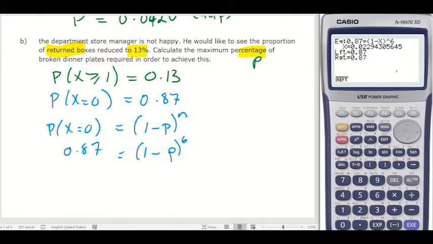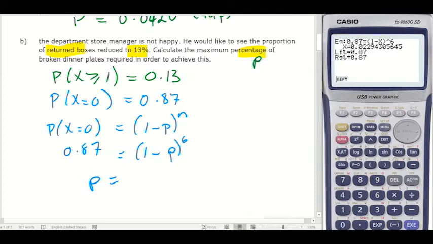So that says the probability, in order to get to no more than 13% returned boxes, the chance of a plate being broken needs to be down at 0.229 or 2.3%. So that's the maximum percentage that is required in order to get the proportion of boxes down to 13%.